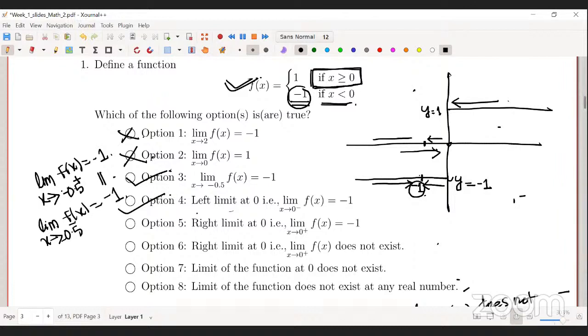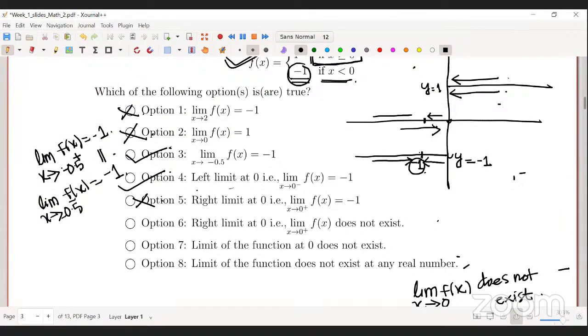And the right hand limit at 0 is -1, which is not correct, because as you can see, this is +1. So option 5 is wrong. Right hand limit at 0 doesn't exist, which is also not correct, because the right hand limit at 0 is +1. The limit of the function at 0 doesn't exist, which is true, because the left hand limit is -1 and the right hand limit is +1. So they're different. That implies the limit of the function at 0 doesn't exist. So option 7 is also correct.